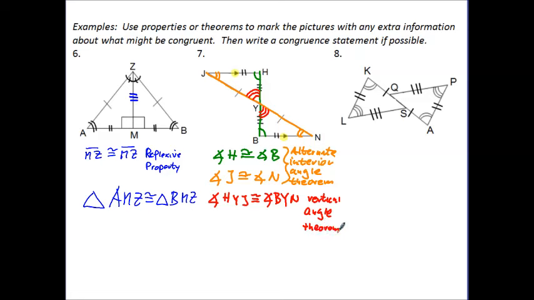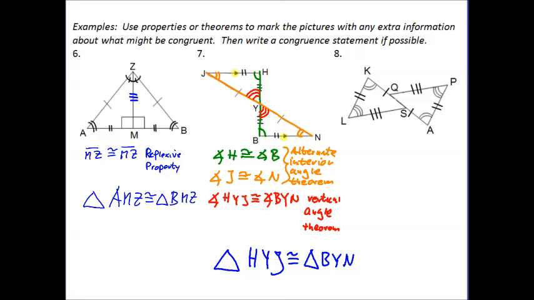And now we have all of the parts, all of the corresponding parts marked congruent, and can therefore say triangle HYJ is congruent to, now again, be careful. We started with H, so we now have to start with B, go to Y, and end in N. Triangle HYJ is congruent to triangle BYN.